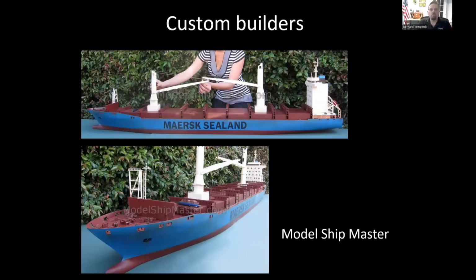Now, say you really don't want to build a ship model. There are custom builders that will build models for you. This particular company called Model Ship Master, they actually had this as an inventory item. I mean, a custom model that they build to spec, but it was available. I think they said it was $4,000, but it could be more now because that was several years ago. And you can see the woman here gives you a sense of scale. This is an HO model. They use HO containers to scale it.